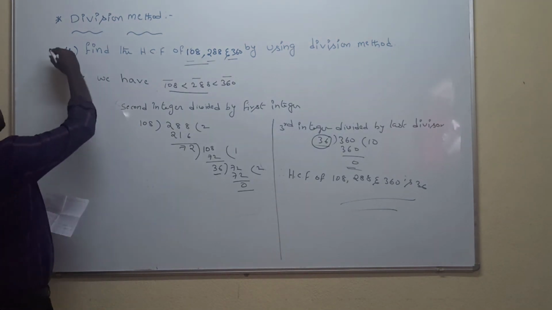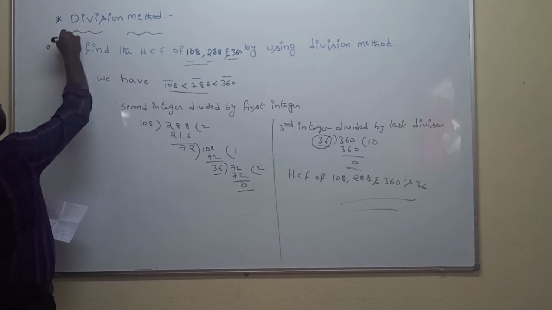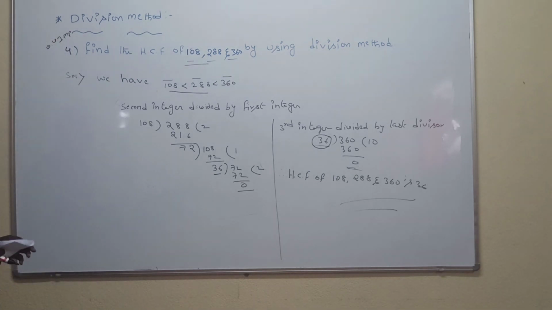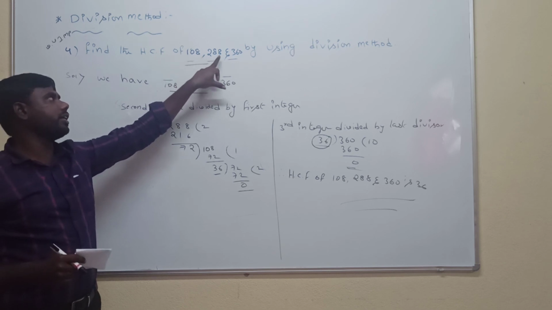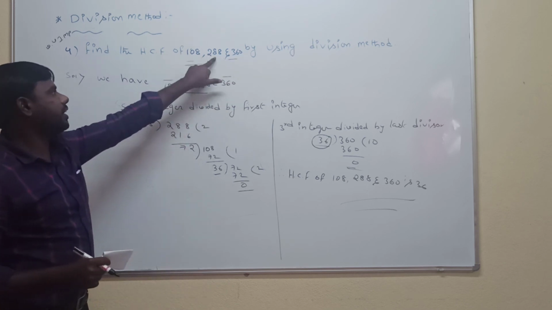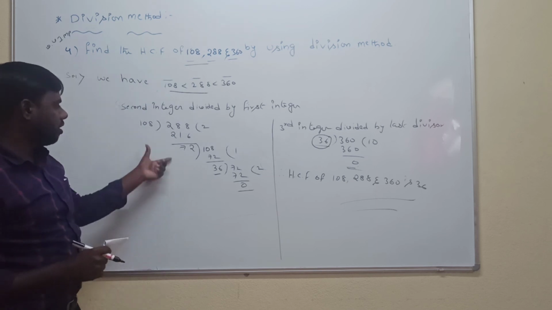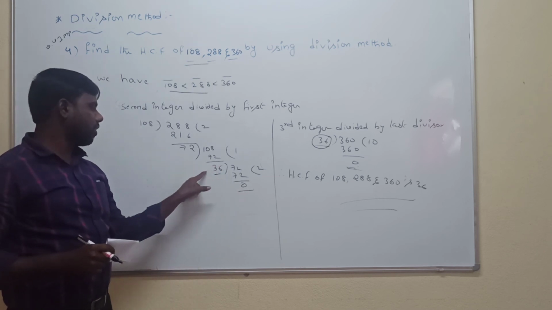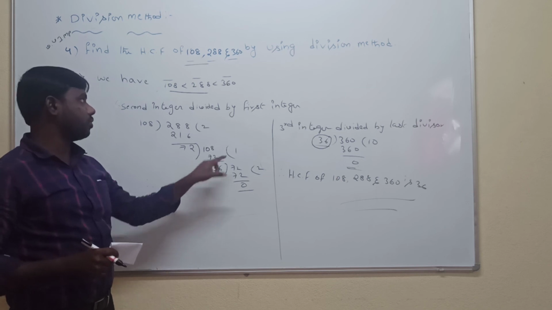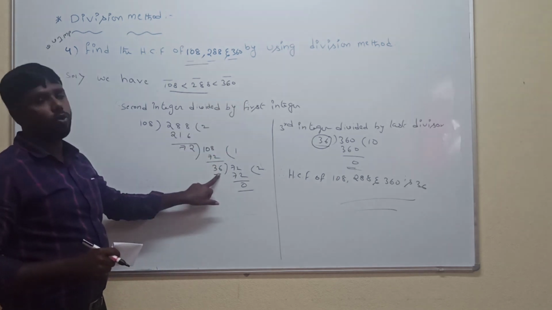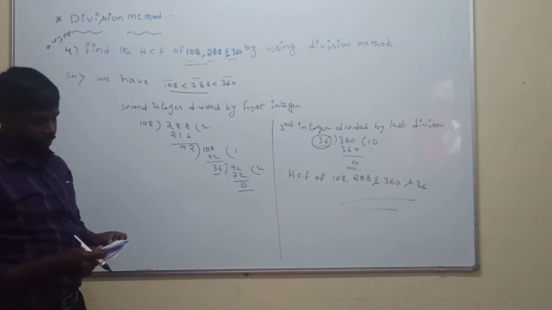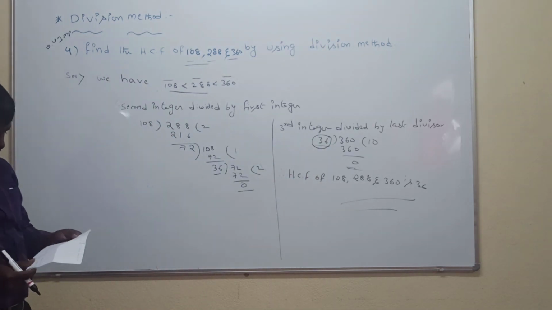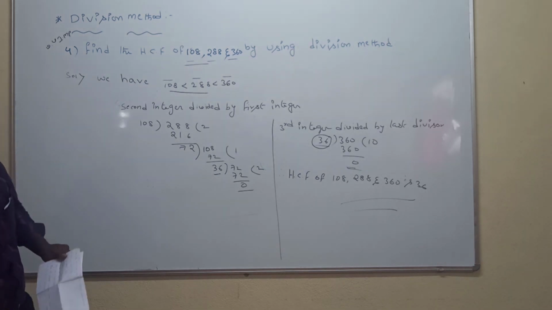A very important question, this one. Very important. There are 3 numbers given. First we use the division method on the first 2 numbers. This one is the first integer, second integer, third integer. Second integer divided by the first integer. Finally we get remainder 0, and the last divisor is 36. Then the third integer is divided by the last divisor. When the final remainder is 0, the last divisor is called the HCF. Very important question, a 6 marks question. Next, fifth question.